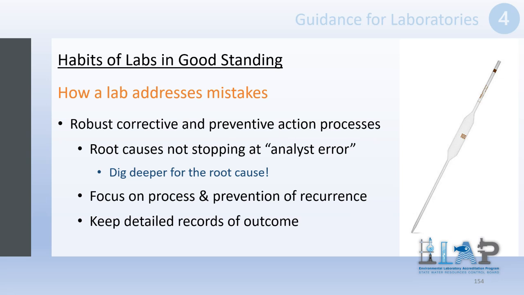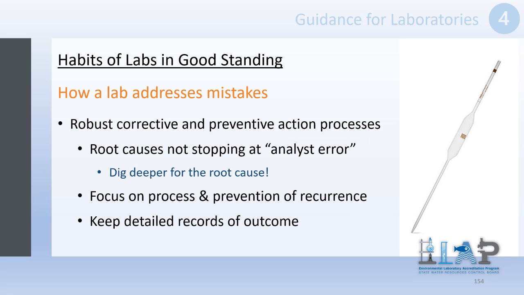So going back to the examples I gave when we had Oscar Wilde up on the screen, not taring a balance, these really were the outcomes of these mistakes. They didn't stop at analyst error. For not taring a balance, we determined that the process just needed to be refined a little bit. What we did, and this was in the pharma lab, was print out the tare of the balance before, and you would include the printout in your logbook.